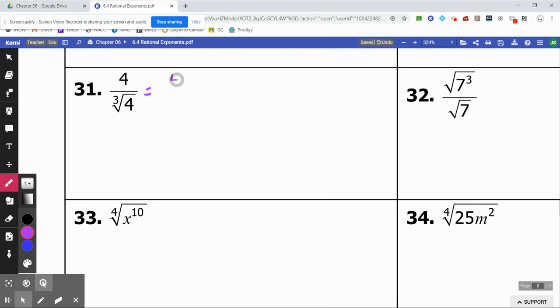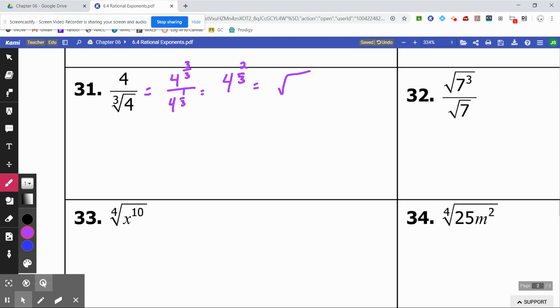Number 31. We have a 4 to the 1st power on top, and we have 4 to the 1/3 power on bottom. Let's clean that up. We need a common denominator. 1 over 1, multiply top and bottom by 3 gives me a 3 over 3. We can now subtract 3 over 3 on top, 1 over 3 on bottom gives me 4 to the 2/3 power, which will not simplify, but we will be able to clean it up a little bit more.